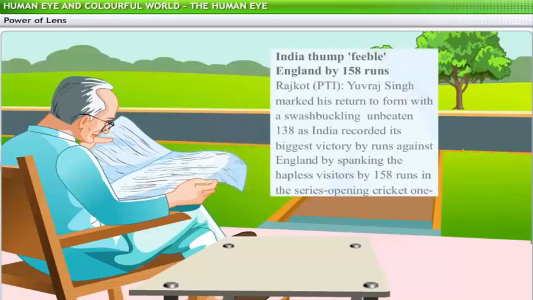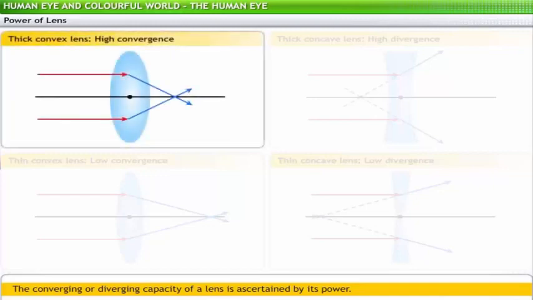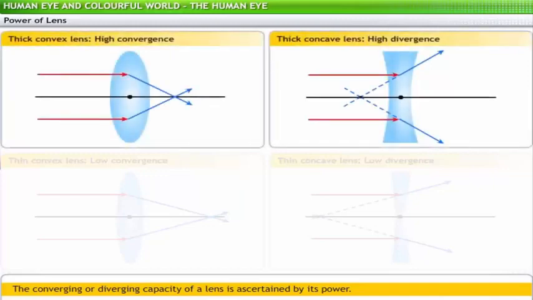So, exactly how thin or thick does a lens need to be? This depends on the power of the lens required, that is, the converging or diverging capacity required. The converging or diverging capacity depends on its focal length. For a higher converging or diverging capacity, we need lenses of a greater thickness, and hence a smaller focal length.